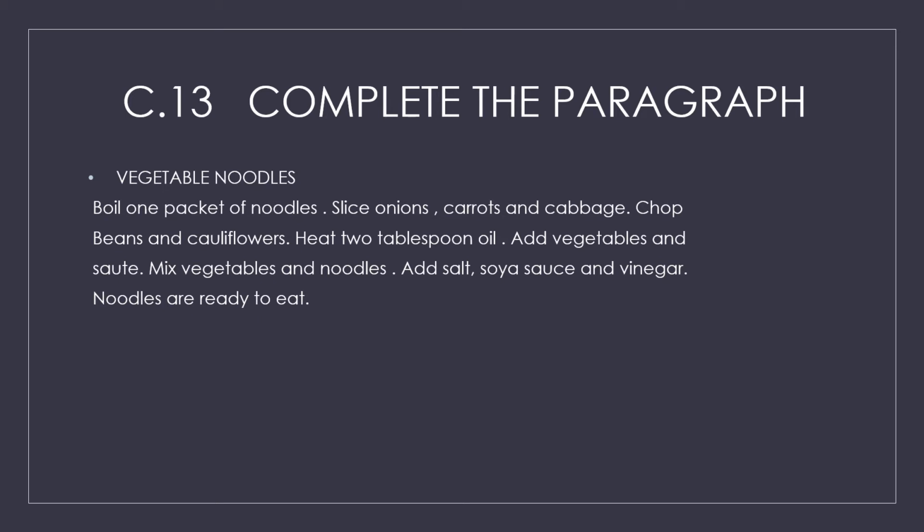First, you can write it in the paragraph given just below the mentioned lines, and then you can write it in space for answers. Now, what are the instructions? Boil 1 packet of noodles, slice onions, carrots, and cabbage, chop beans and cauliflowers, heat 2 tablespoons oil, add vegetables and saute, mix vegetables and noodles, add salt, soya sauce, and vinegar. Noodles are ready to eat. This has been given to us.